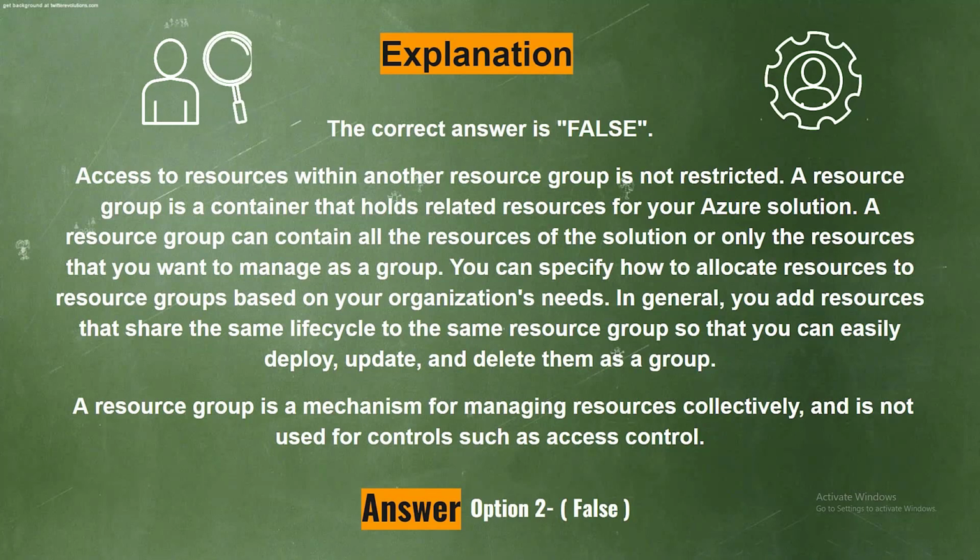A resource group is a container that holds related resources for your Azure solution. A resource group can contain all resources of the solution or only the resources that you want to manage as a group. You can specify how to allocate resources to resource groups based on your organization needs. In general, you add resources that share the same lifecycle to the same resource group so that you can easily deploy, update, and delete them as a group. A resource group is a mechanism for managing resources collectively and is not used for controls such as access control.